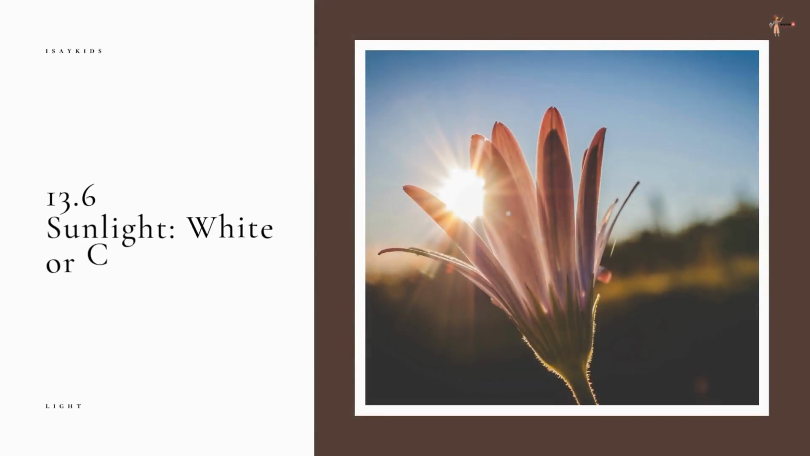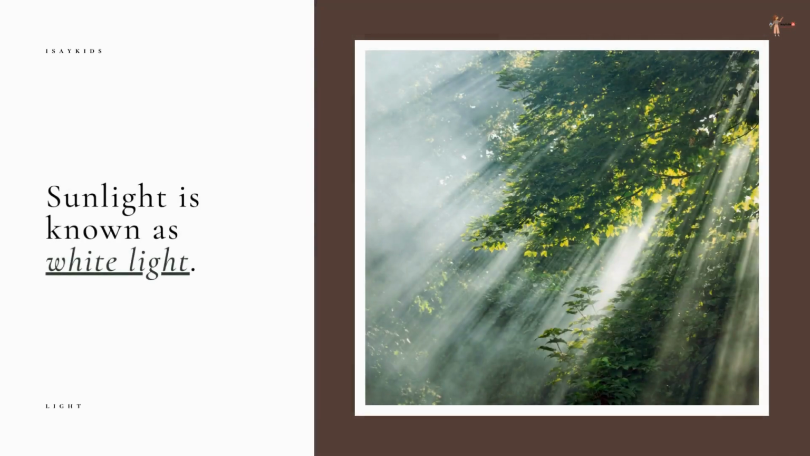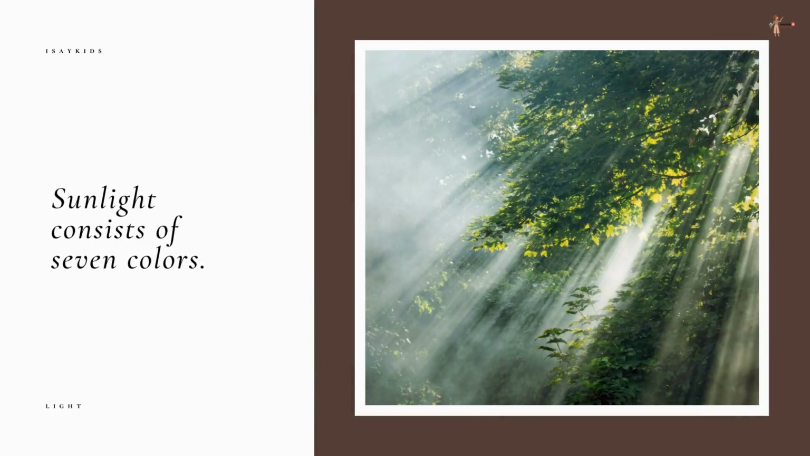What do you think? Is sunlight white or colored? In class 7, you learned that sunlight is referred to as white light. You also learned that it consists of 7 colors. Here is another activity showing that sunlight consists of several colors.